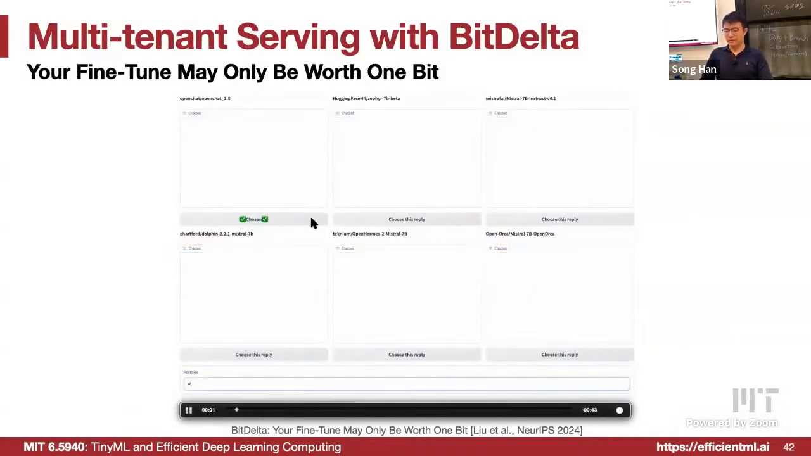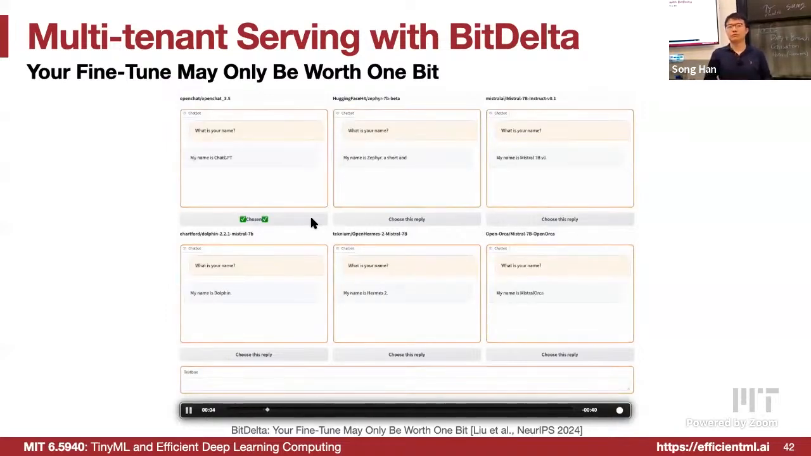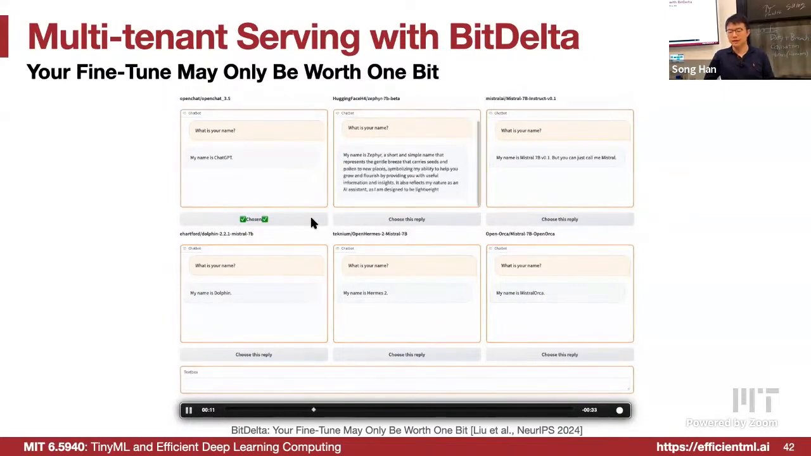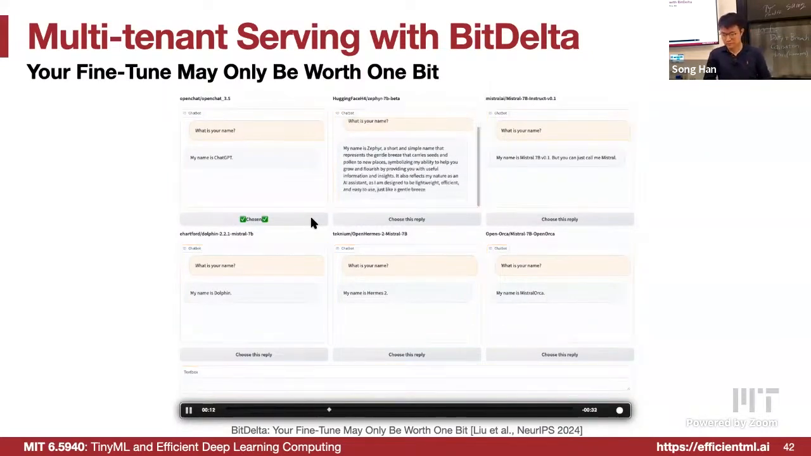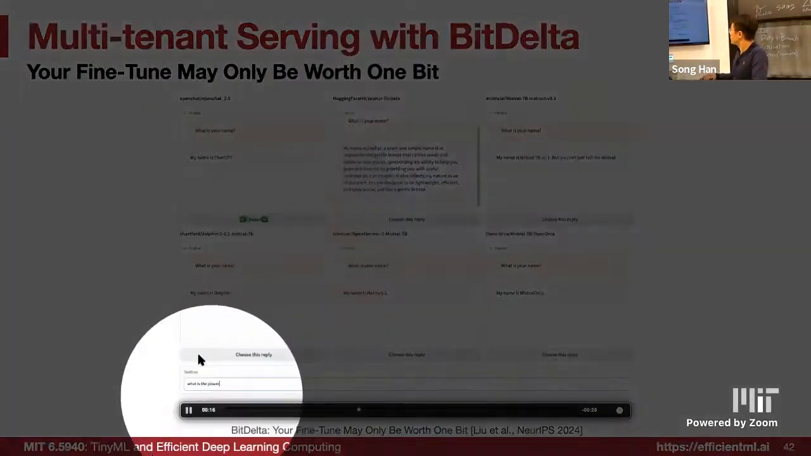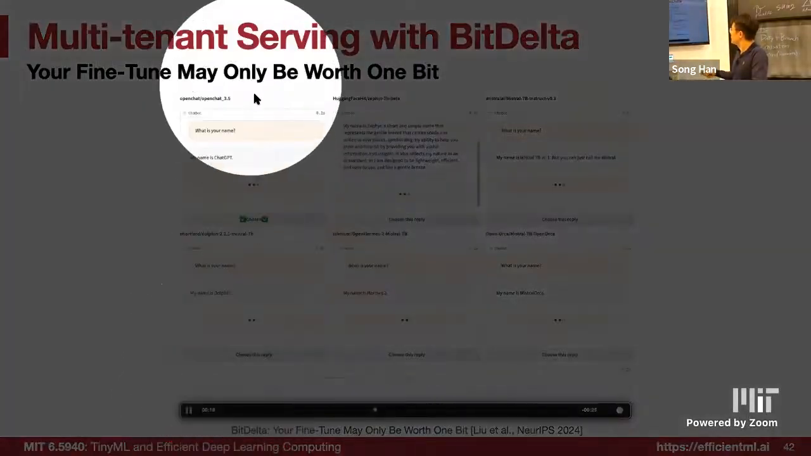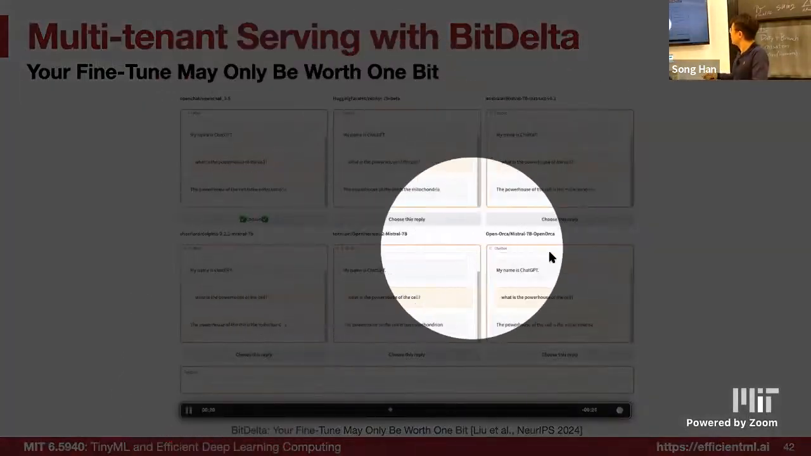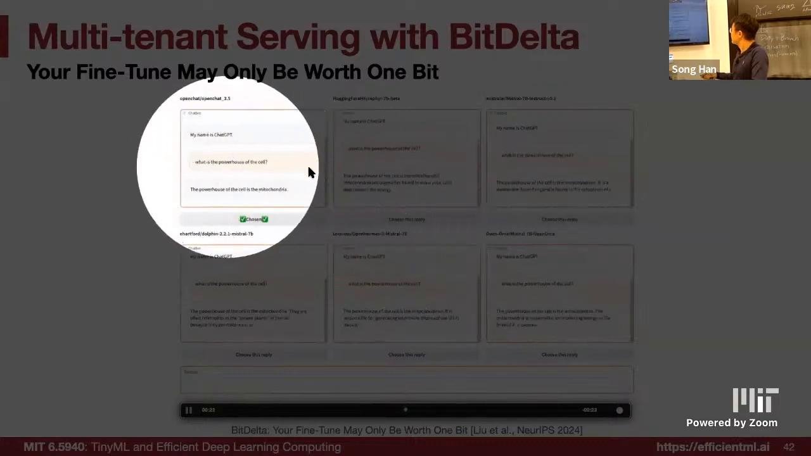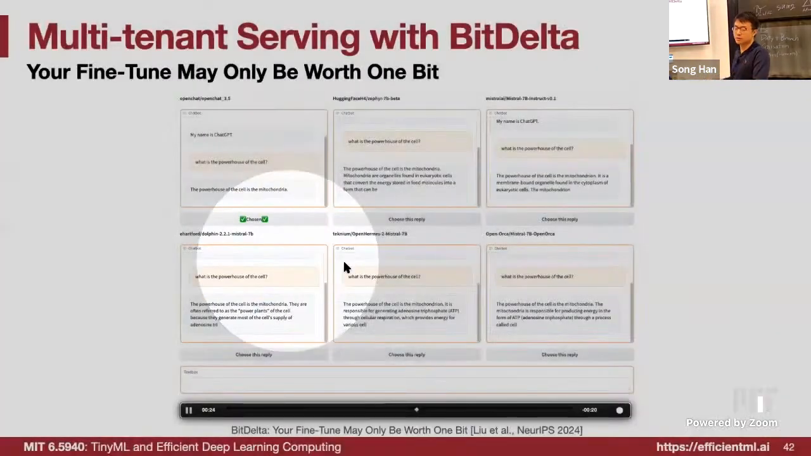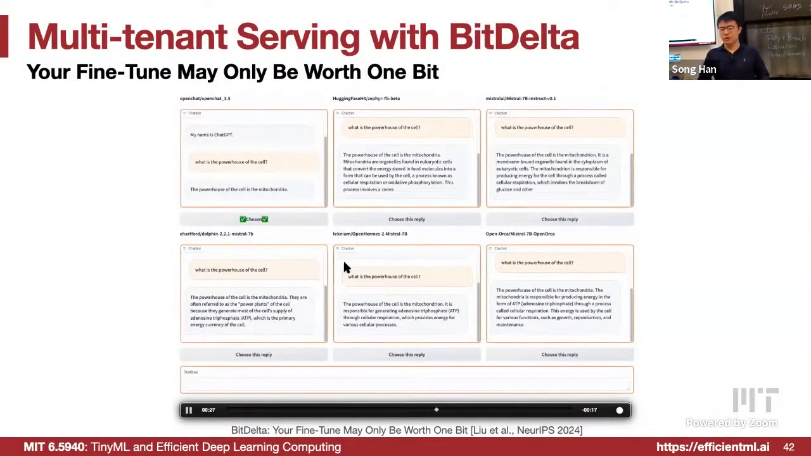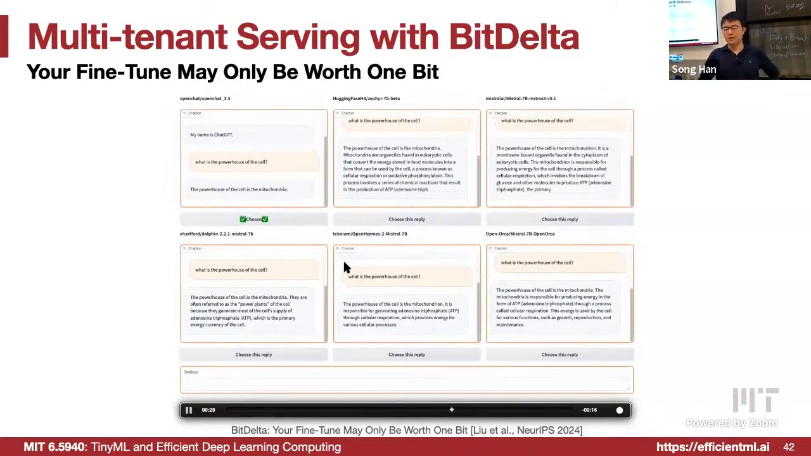Okay, so now we have a demo showing we can serve 6 different models, which are all fine-tuned from Mistral 7B and serving them at the same time. So here we give a prompt right here. And here we are serving 6 different models. They can give diverse different answers. Okay. So this is very helpful for multi-tenant serving.